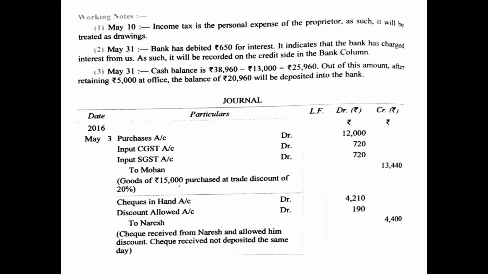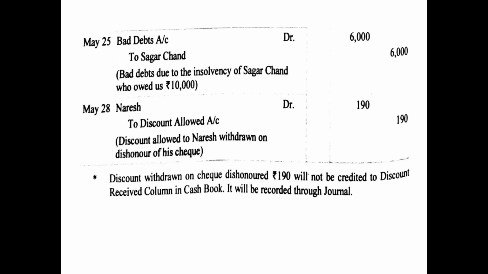The next entry is when the check was received from Naresh and it could not be passed in the cash book because the check was not deposited on the same day. The entry was checks in hand account debited 4,210, that is the amount of the check. Discount allowed account debited 190, because 4,400 was due, but the check was received for 4,210 in full settlement, to Naresh 4,400.